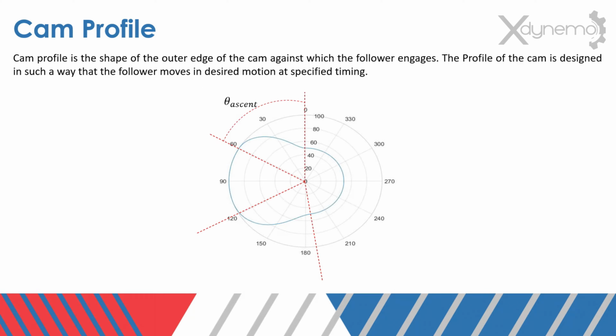The angle of CAM during which the follower rises is known as angle of ascent. The dwell angle represents the CAM angle during which the follower remains at maximum lift position. The angle of CAM during which the follower descends is known as angle of descent. The minimum radius of the CAM profile is known as base circle radius.